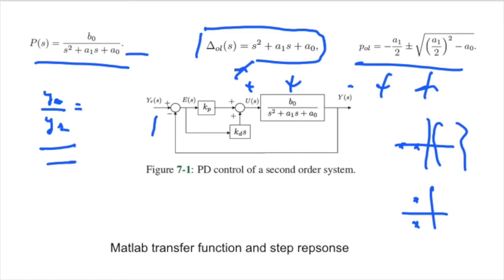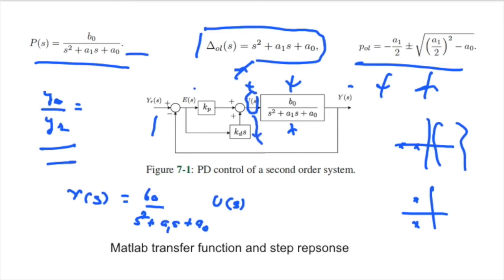If you see here, with a little math, the basic idea is to first compute U of S. Because Y of S is equal to this transfer function, B0 over S square plus A1S plus A0, into U of S, right? From here we can compute U of S, substitute it, and then find the ratio of Y over YR. So what is U of S in this case? Any ideas?